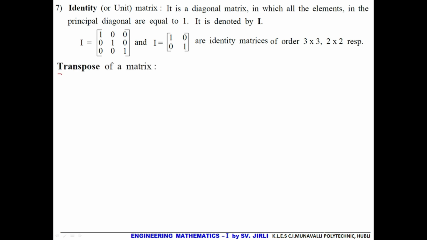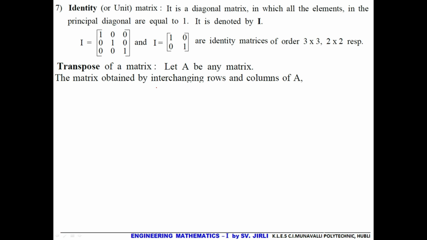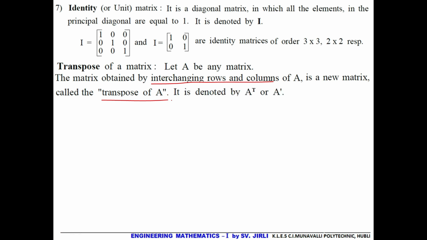Transpose of a matrix. Let us see what is transpose. Suppose A is any matrix, then the matrix obtained by interchanging rows and columns of A is a new matrix called the transpose of A. The transpose of A is denoted by A raised to T or A dash. Example will make you understand better.